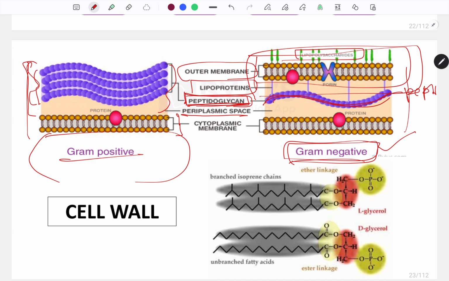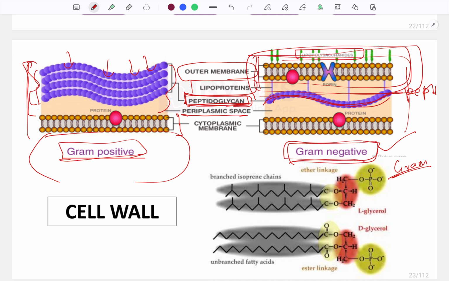Because of this, it is called a gram negative bacteria, because it will give a negative result in gram staining. Why the names gram positive and gram negative come: during gram staining it will not stain by itself, because of this layer, whatever stain we add will be washed out during washing. But in a gram positive bacteria, the peptidoglycan absorbs the stain and it will be observed as blue colored cells. Because of that, they are named gram positive and gram negative bacteria.